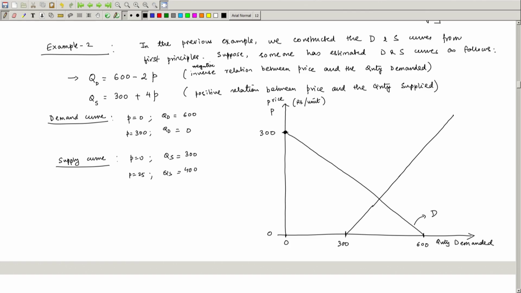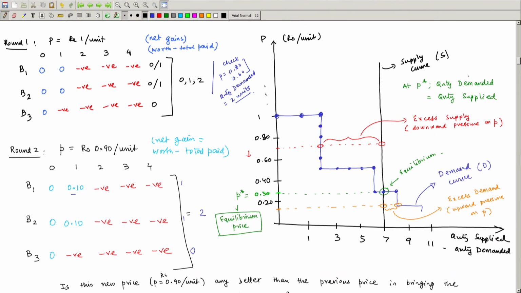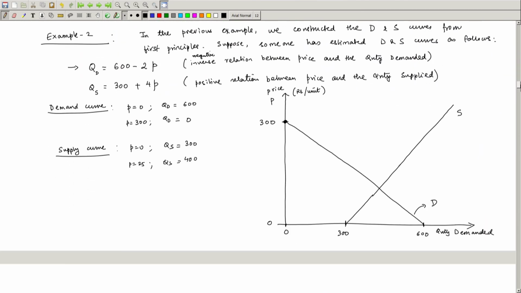Now notice, compared to this graph where I had a supply curve which was vertical and the demand curve which was sort of a stepped line, my supply and demand curve here look a little different, but they still follow a similar kind of trend.